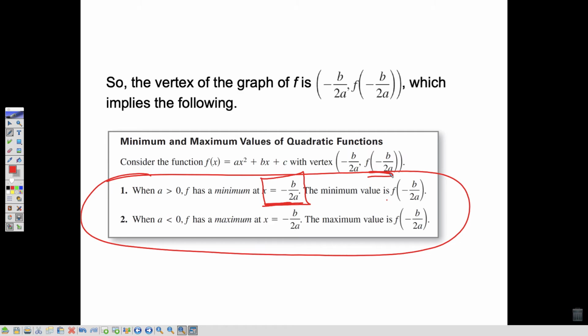Do you need everything on this slide? No. You need negative b over 2a. I would say the x value of the vertex is negative b over 2a. How do I find the y? Plug in the x.